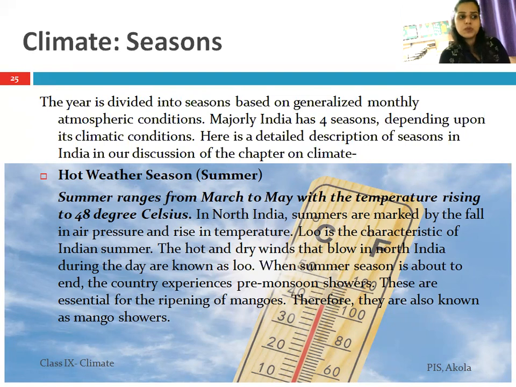So the first season which is highlighted is the hot weather season, which is also popularly referred to as summer. Summer ranges from March to May, with the temperature rising to 48 degrees Celsius. In North India, summers are marked by a fall in air pressure and a rise in temperature. Loo is the characteristic of Indian summer. The hot and dry winds that blow in North India during the day are known as loo.